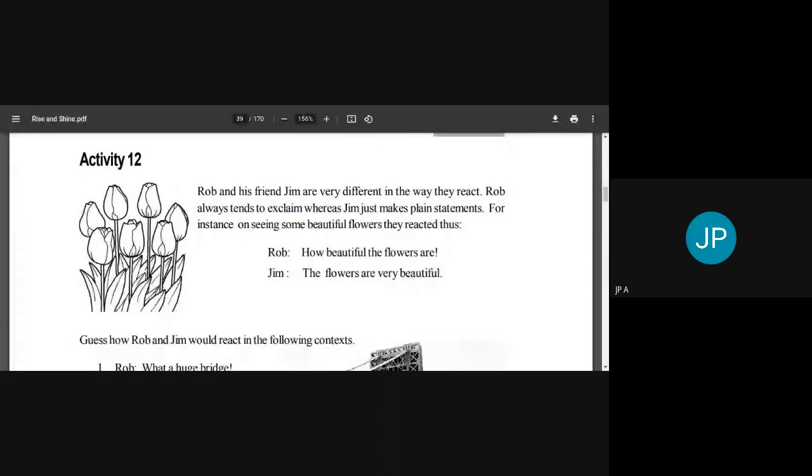And the third type of sentence is: the flowers are very beautiful. Here we don't have a question, and we don't have any exclamation either. It is a plain statement. Yes, Surya, that's right. Such statements are called positive sentences or assertive sentences. Assertive sentences is what we call them.